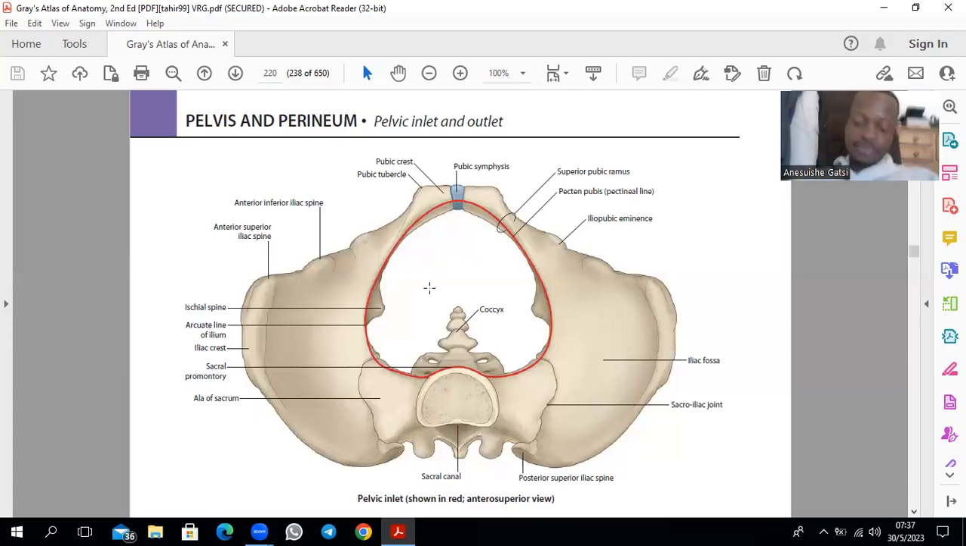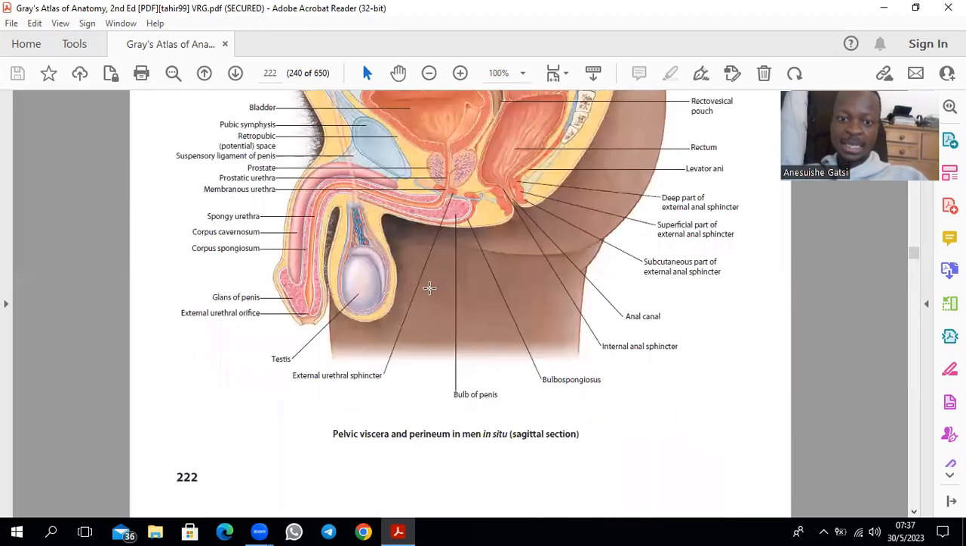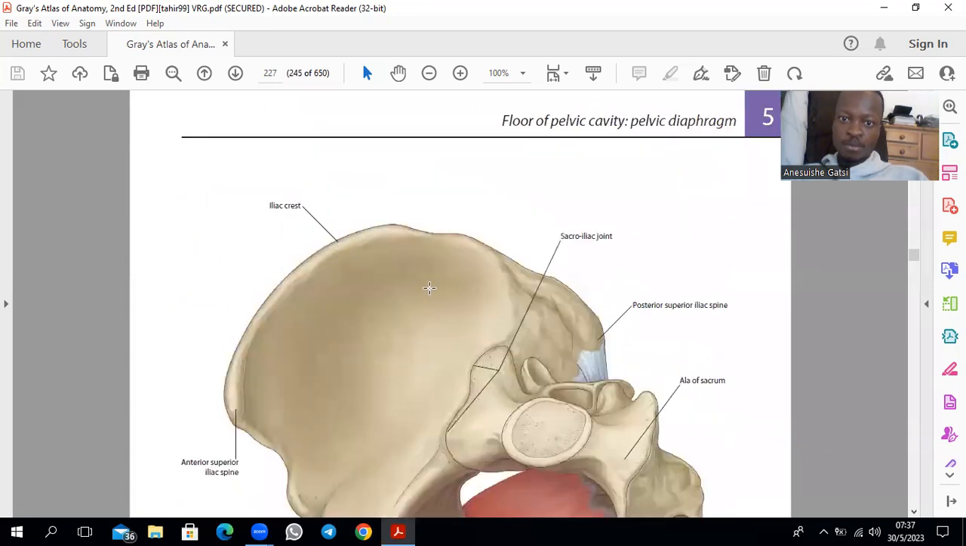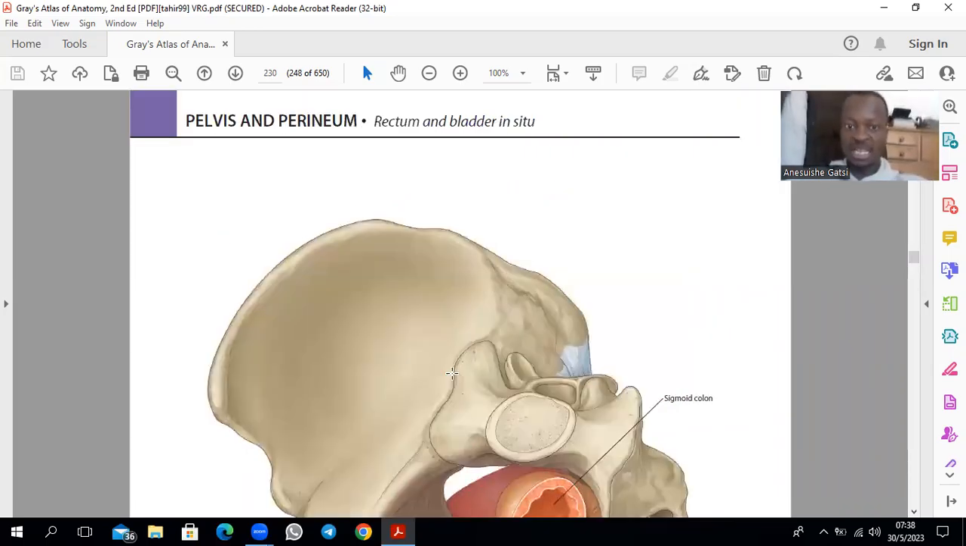Then, since the checklist, the pelvic diaphragm, you said it's on the floor, and remember, it's actually going to have openings. For females more, there's a urogenital hiatus, as well as the opening for the anal canal there, where it becomes continuous with the rectum.